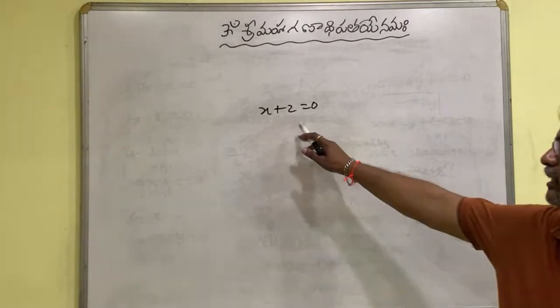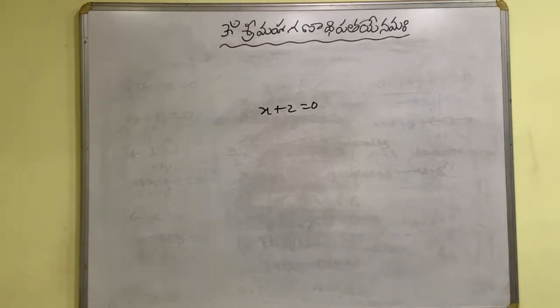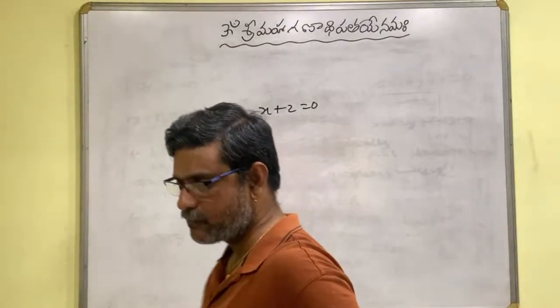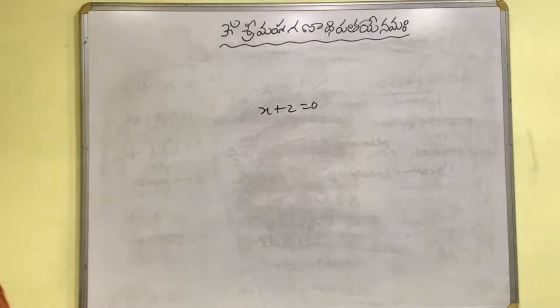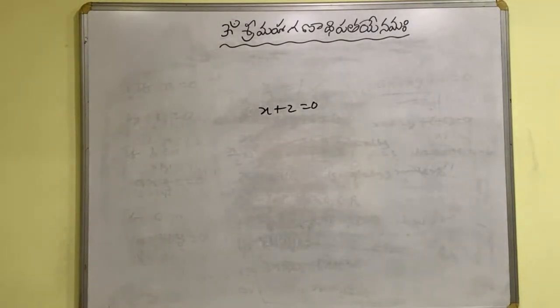Actually, this is a linear equation in one variable. The given problem is a linear equation in one variable, and you need to convert it into a linear equation in two variables. How to do it? Convert it into a linear equation in two variables. How do we convert a linear equation in one variable into two variables? Any answers?